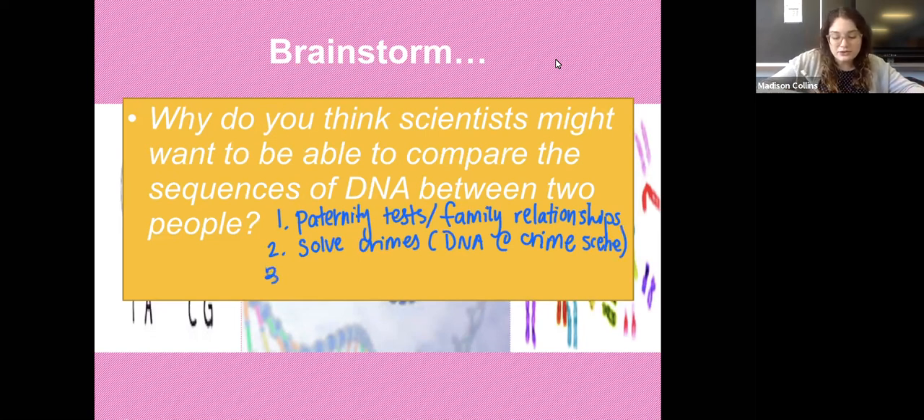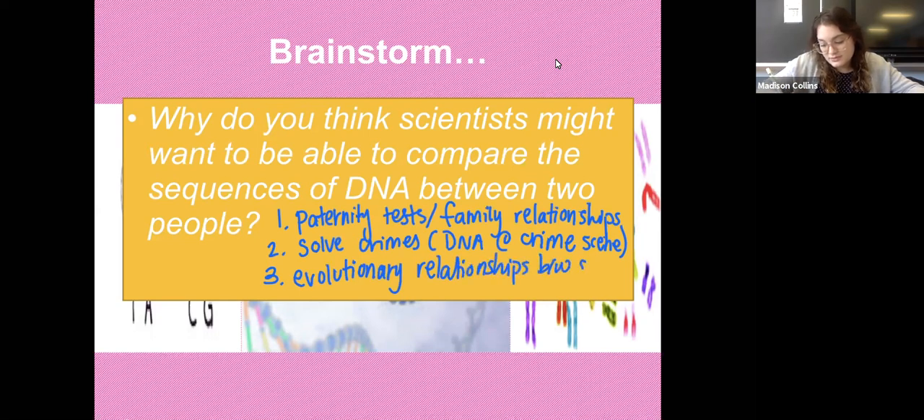And now the third thing I'm going to mention, I know that this question was asking about the DNA samples between 2 people, but I'm going to apply that to just overall species as a whole, because we can also use DNA testing to look at evolutionary relationships between species. Right, so we can compare DNA of different species to figure out if they are closely related or not, and whether or not they share a common ancestor. So we'll be touching more on that in our next unit about evolution.